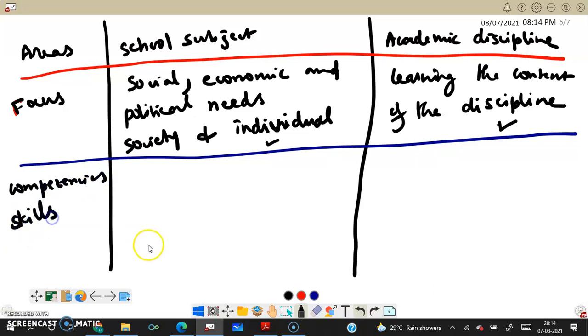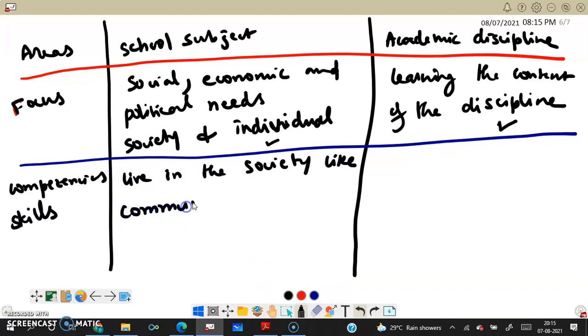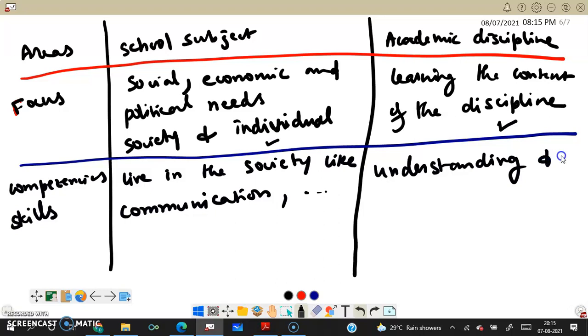Skills. Skills required by the individual to live in the society. So in the school, how to live in the society? You can call it social, emotional, psychological, like communication, comprehension, etc. We can add. Here, competency is related to understanding and application.